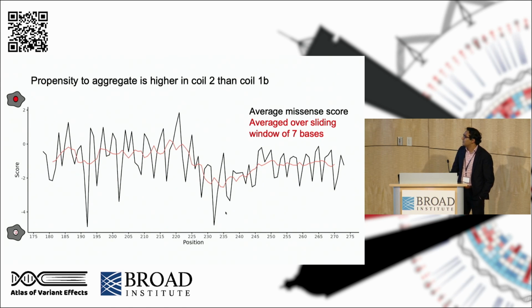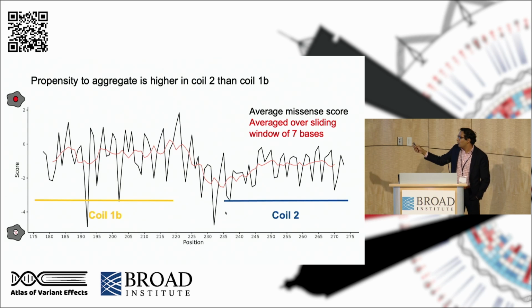First of all, something that we noticed is there's this periodicity. This is just averaging for every position: what is the average of all the missense variant scores of that position? Recall that more negative scores are aggregated. As you go across the protein, there are two big things that we saw. One is that there's a periodicity, and the other is that the two different coils, coil 1b and coil 2, have different average scores. So our scan, to some extent, is at least recapitulating the structural features of the protein.